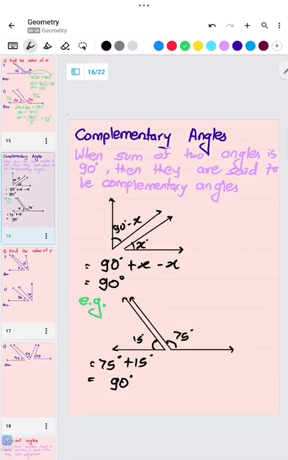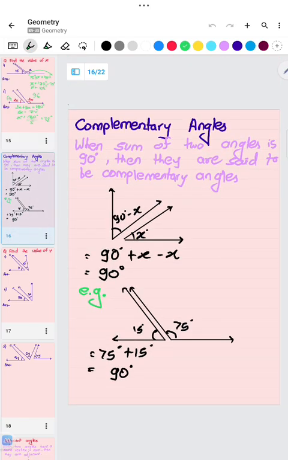Okay, then complementary angles. When sum of two angles is 90 degree, then they are said to be complementary angles. Okay, 90 degree minus x and plus x. Here minus x plus x cancels and it gives 90 degree. Here 15 degree and 75 degree. The sum of these two angles is 90 degree, means it is complementary angle.